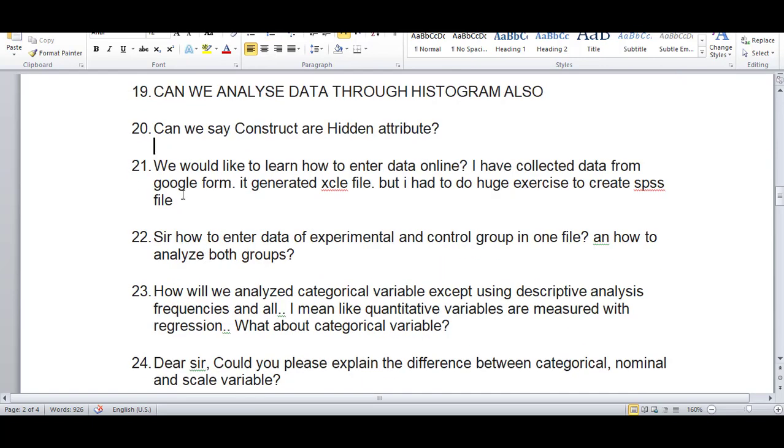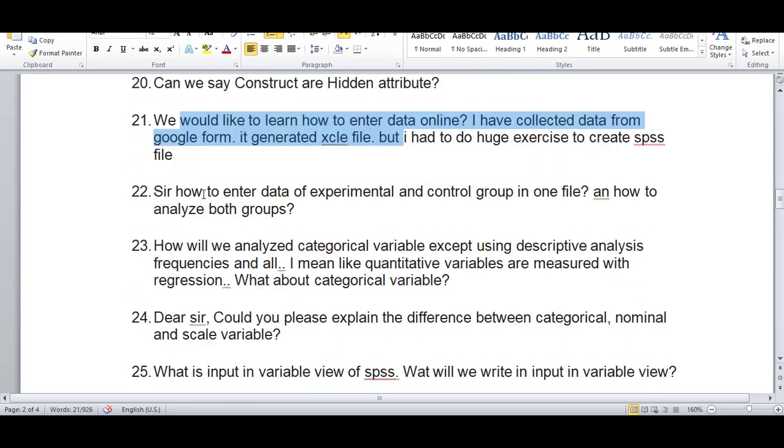Number 21, if you would like to know how to enter data online, I have collected, again this question is related to the Google form, and I'll make a separate video on how you can make a questionnaire, collect data online, and then enter it onto SPSS directly.